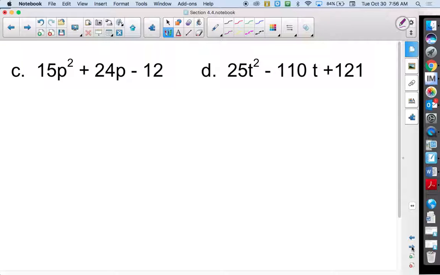So the first question you ask yourself, is there a GCF? Kenzie Myers, is there a GCF? What is the GCF? 3. Okay, so let's pull out the 3. What do you get when you take out a 3? 5p squared plus 18p minus 4.